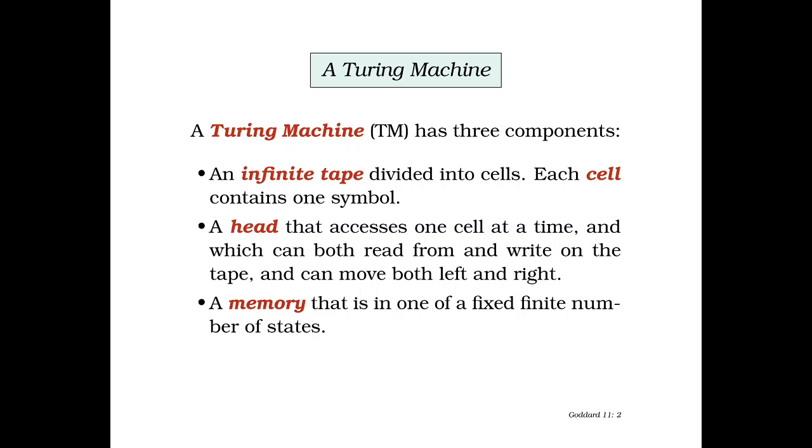The third thing that is there in a Turing machine is its memory. Memory is there to ensure we have a location to save the current state from a given fixed finite number of states.